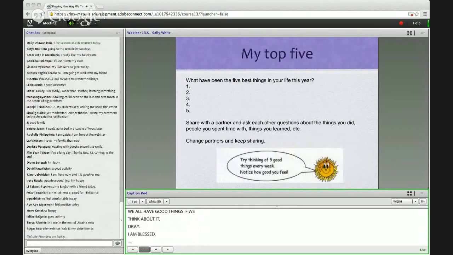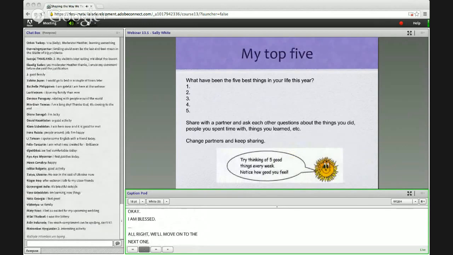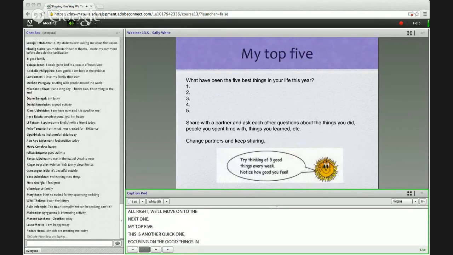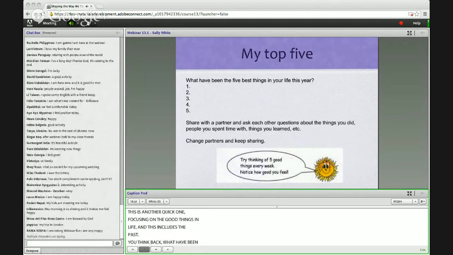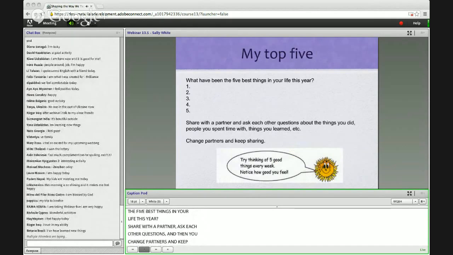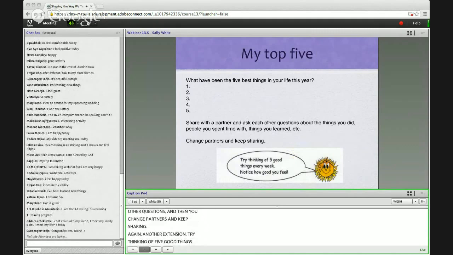My top 5. This is another quick one, focusing on the good things in life, and this includes the past. So you think back. What have been the 5 best things in your life this year? Share with a partner, ask each other questions, and then you change partners and keep sharing. Again, another extension, try thinking of 5 good things every week and notice how you feel.